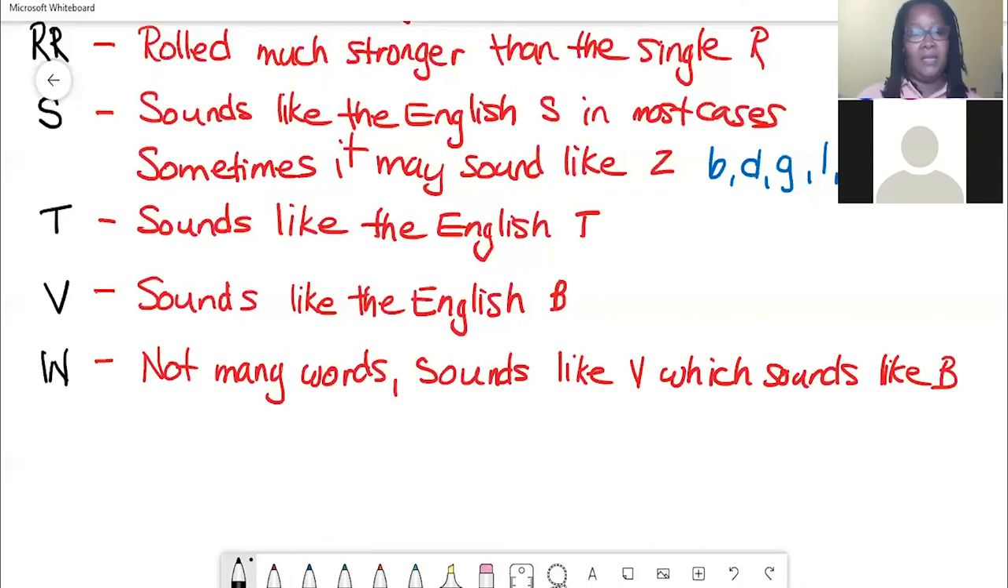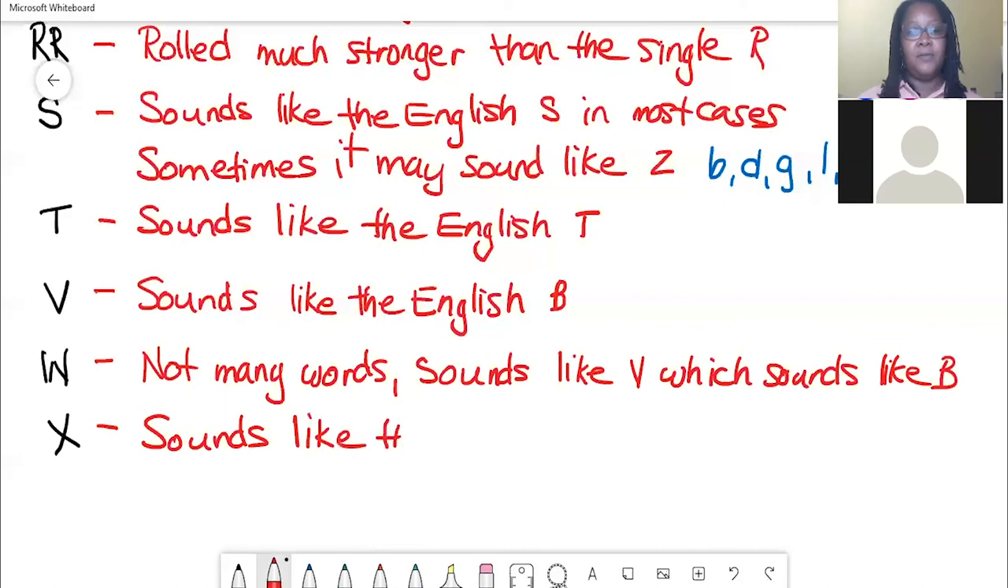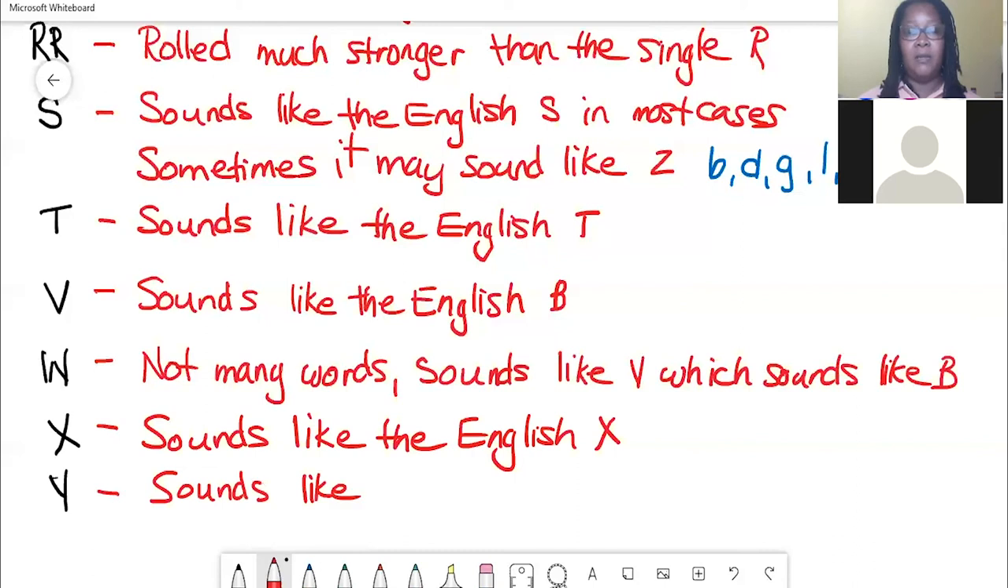And then we have X. X sounds just like your English X. Y sounds just like your English Y. Like the English Y.